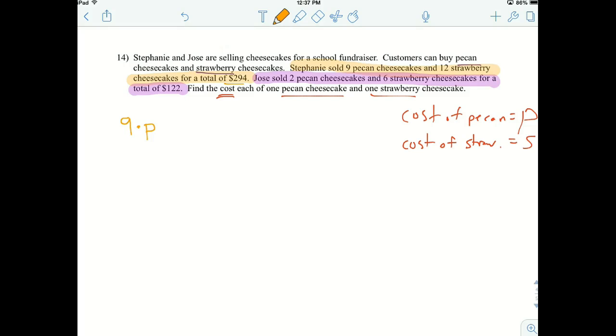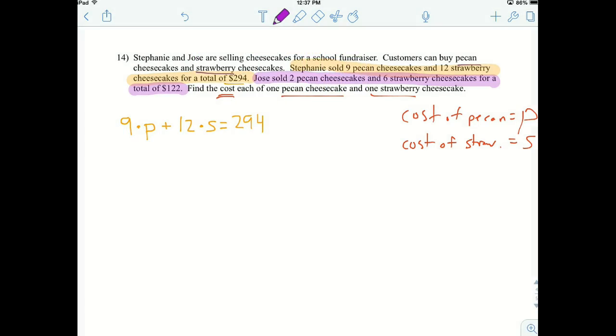Then we have 12 strawberry cheesecakes. So we have 12 of them at a cost of, we don't know, but we'll call it S. So 12 of them at a cost of S. And it came out to a total of $294. So a total means that we're going to take however much we made from the pecan ones plus however much we made from the strawberry ones, and we're going to add them together. And it is $294. So we have 9 pecan plus 12 strawberry is equal to this amount of money here.